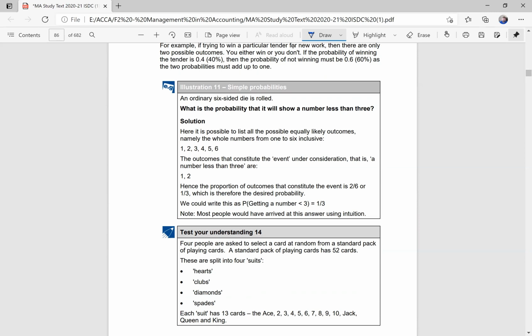Why 2 over 6? Because you yourself said that there are only two chances that any number less than 3 could occur. So out of the six chances, there are only two chances, right? When you further simplify it, 2 divided by 6 becomes 1 divided by 3. So the probability is 1 over 3.